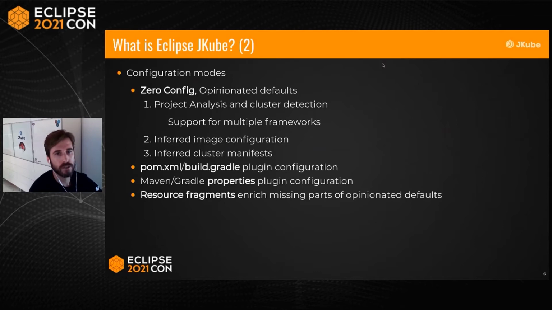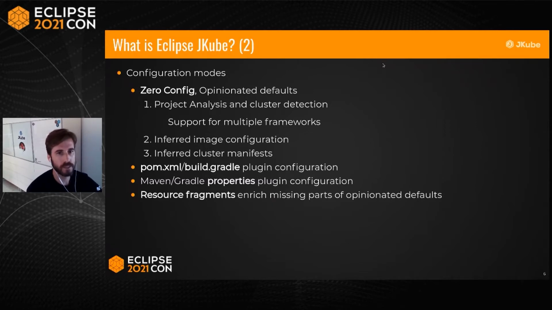Regarding the configuration modes, JKube starts with zero config. JKube has a strong set of opinionated defaults and support for many frameworks and technologies. So what it basically does, it analyzes your project and it infers the configuration for you. It will generate a container image and some cluster configurations that should be suitable for your application. Obviously, in many cases, these opinionated defaults won't be enough for you, or you would want to modify at least certain parts of this configuration.